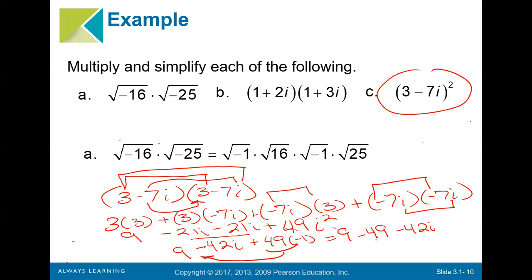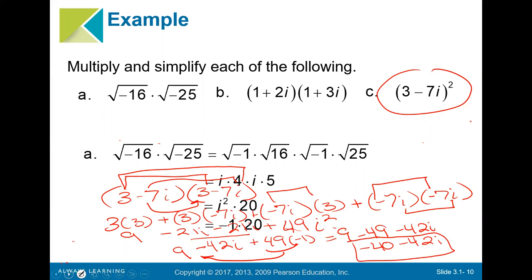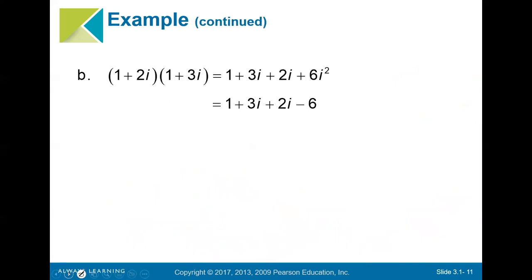Now let's finish. I have $9 and spent 49. So I'm in the whole $40. And bring down the imaginary part. And that's my answer. And again, you can check these. The next couple slides are worked out.